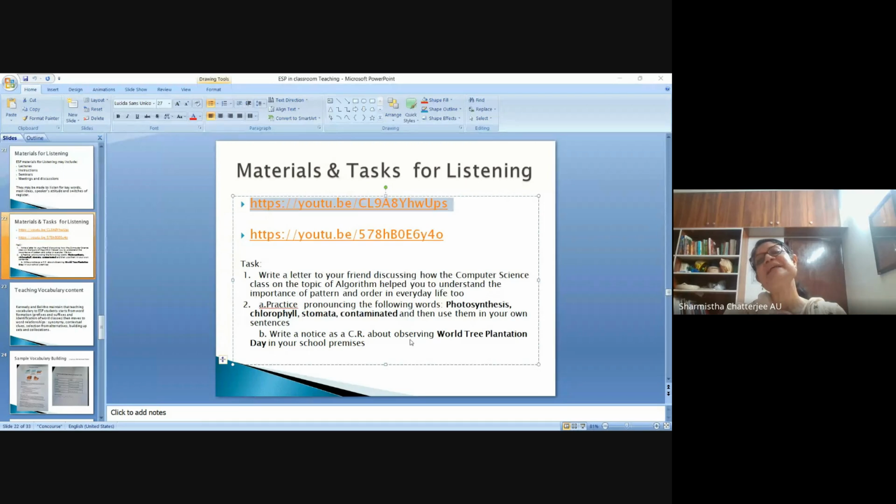And if you are very enthusiastic, then you can actually take this up and write a notice as a CR about observing World Tree Plantation Day. So while they know why green plants are important, they go into writing. And you can also, in collaboration with your English teacher, get these corrected. So they are also developing English while they're learning biology or life science or EVS or whatever, okay?